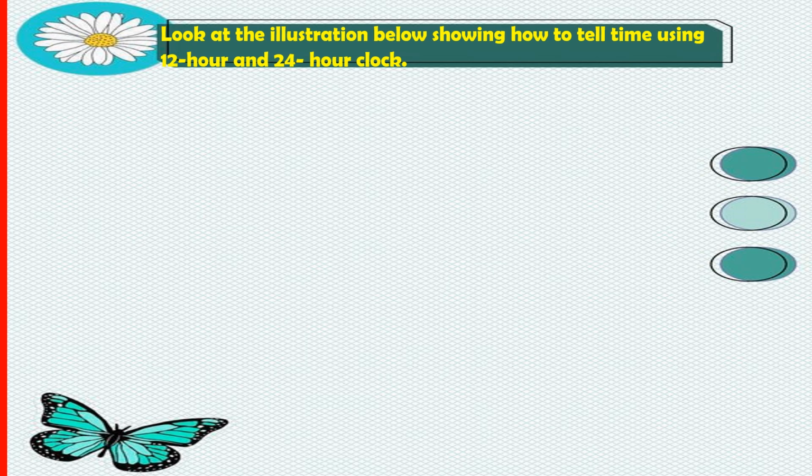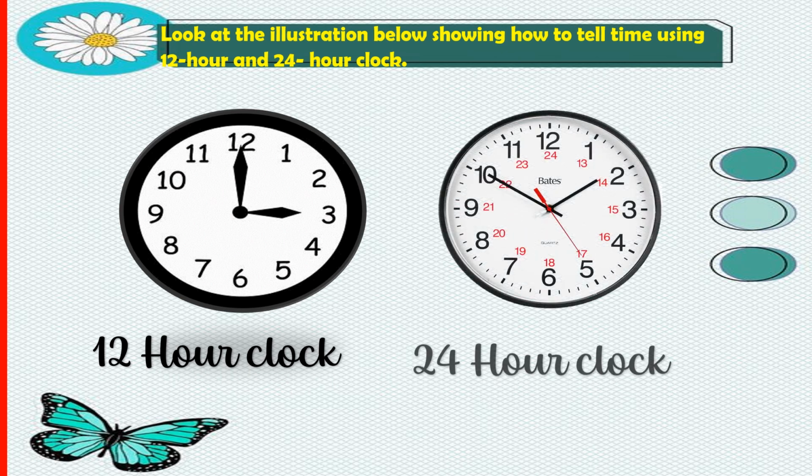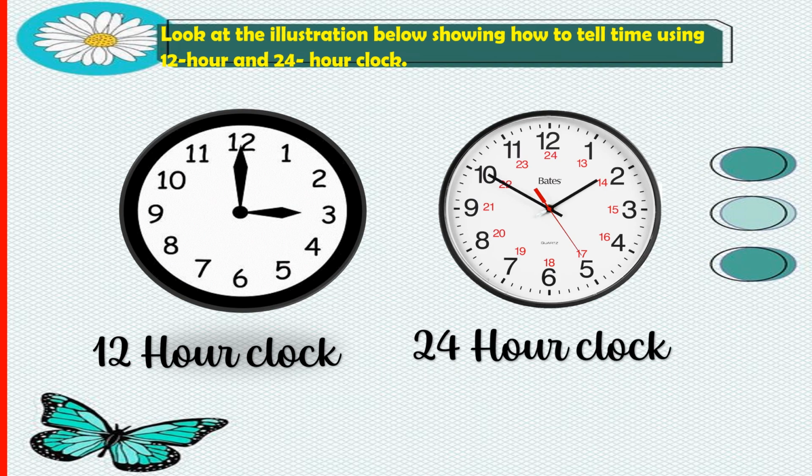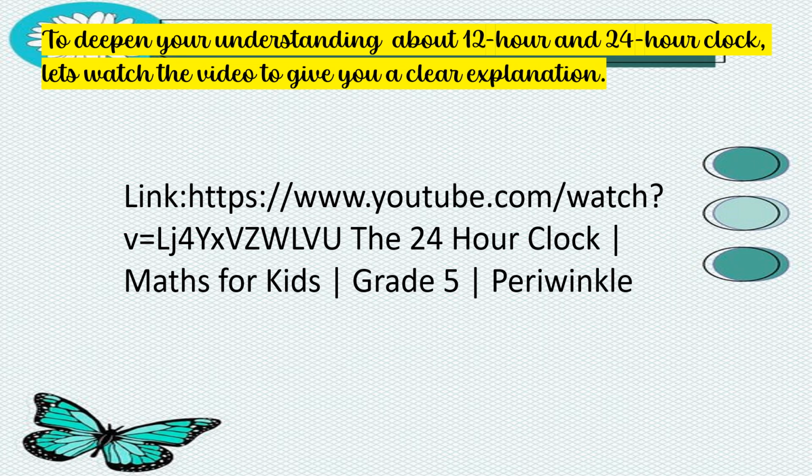Look at the illustration below, showing how to tell the time using 12-hour and 24-hour clock. So we have the 12-hour clock, 1 to 12. And then we have also the 24-hour clock. So we have also 1 to 12, and then it will continue to 1, which is 13, and so on and so forth, down to 12, which is 24. To deepen your understanding about the 12-hour and 24-hour clock, you can watch the video by using the link below.